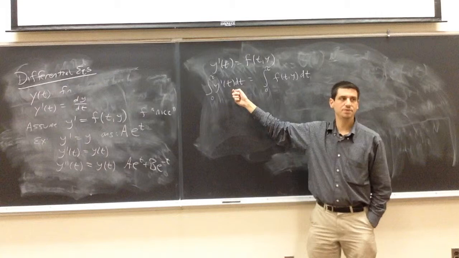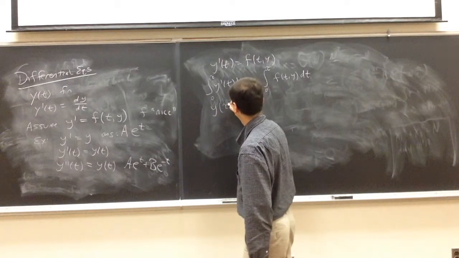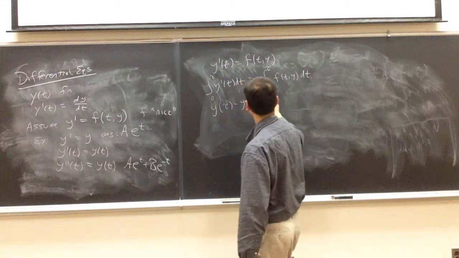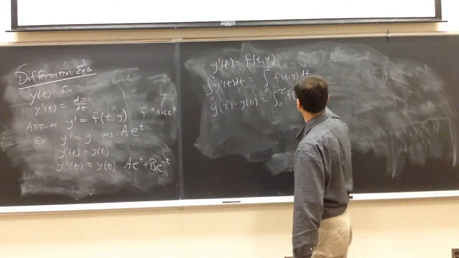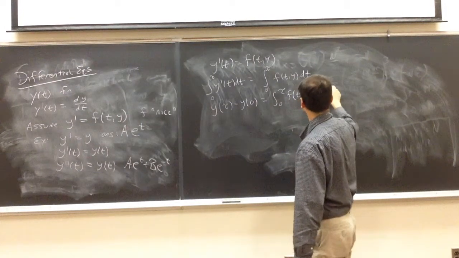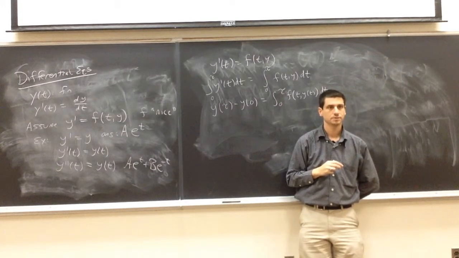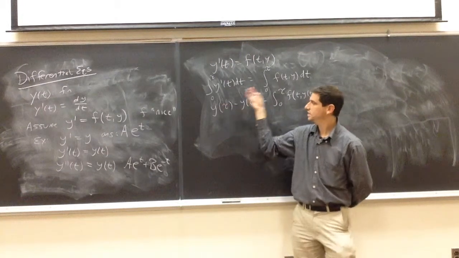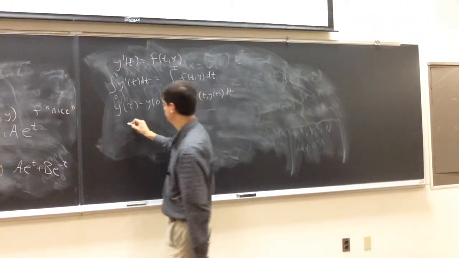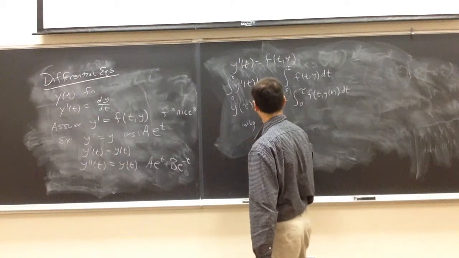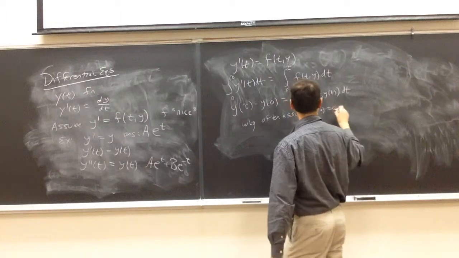Well, what would this become? This would become just y of tau minus y of 0 is the integral from 0 to tau of f of t, y of t dt. And so now we can begin to get the sense of a type of equations we might want to solve. Frequently, without loss of generality, we often assume y of 0 equals 0.